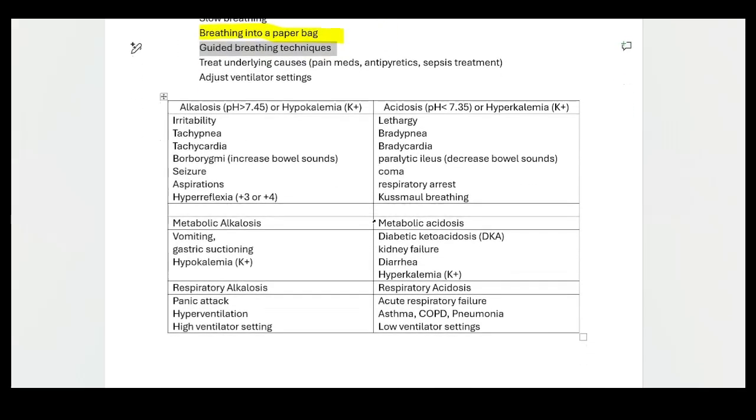This table is just telling us what respiratory alkalosis is and also what acidosis is. You notice that in alkalosis, everything that I'm going to talk about here is high. Think about it: irritability, dyspnea, tachycardia, and tachypnea, which is nothing but increased respirations. And then also we have seizures, hyperreflexia, everything is high.